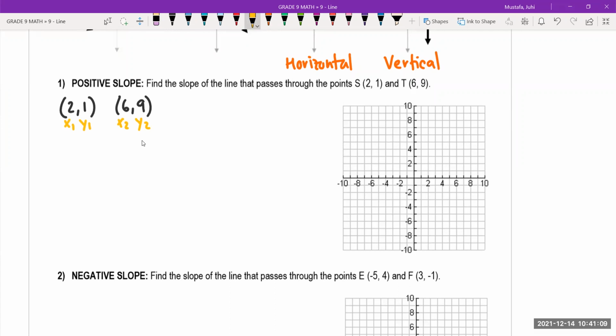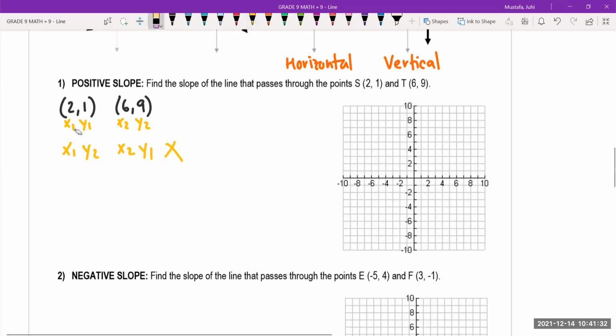Now, it really doesn't matter which one you call 1 and 2. You could have called this one x1 and y1 and this one x2 and y2. However, what you're not allowed to do is mix and match them. You can't call this x1 and y2 and x2 and y1. You are not allowed to do that. You have to be consistent. If you call one of them 1, you make sure to call the other letter 1 as well.